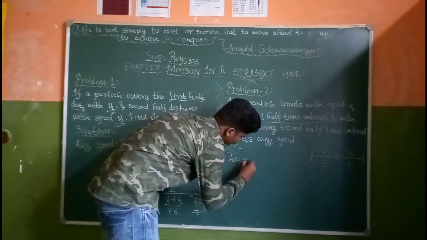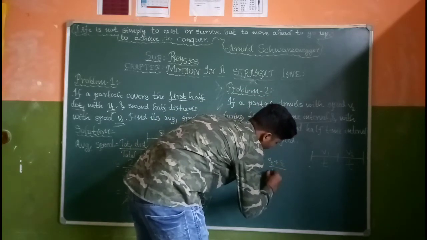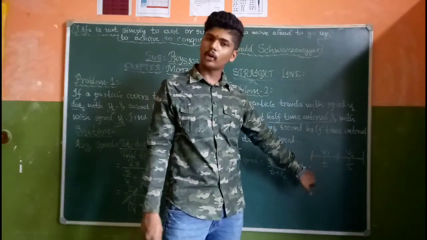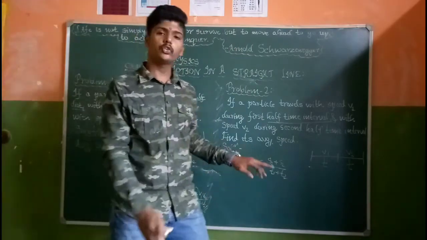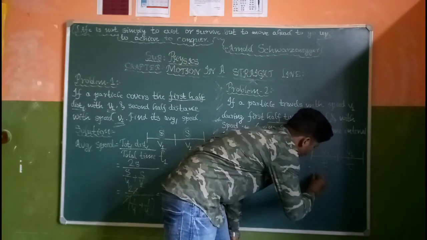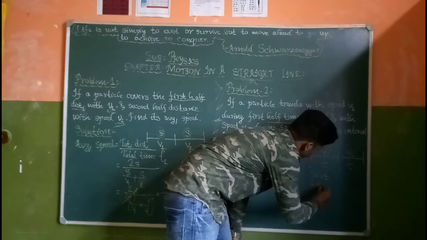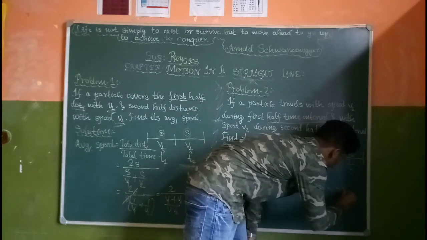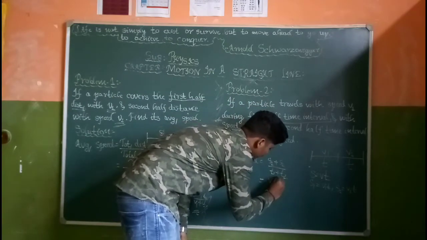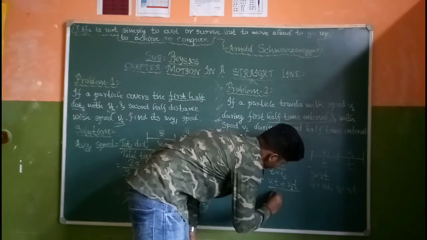Average speed is equal to S1 plus S2 by T1 plus T2. Now they have given velocity and time. They have not given distance. So you have to replace the unknown values with the known values. So how will you replace? S is not given to you, so you know S is equal to Vt. Now S1 is equal to V1t and S2 is equal to V2t. You will substitute these values here: V1t plus V2t by T1 plus T2, that is T plus T.